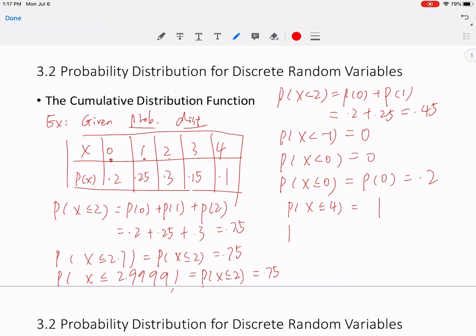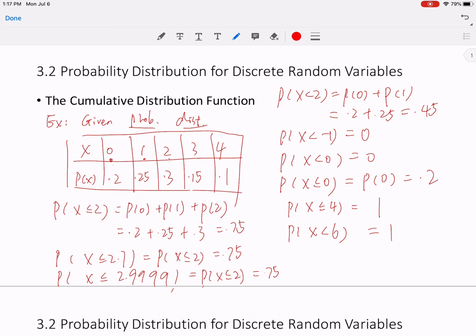And then what is the probability that x is less than 6? Now, based on the possible values of x in the probability distribution, we know that all the possible values are less than 6, so the probability of x less than 6 is 1 as well.